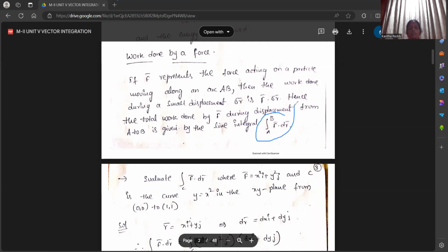What work done means: the force acts on a particle moving along an arc, and the work done during a small displacement del R is F bar dot dr. Hence the total work done by F bar during the displacement from A to B is given by the integral from A to B of F bar dot dr. This is the formula for work done by a force. Next we'll discuss some problems based on line integral.